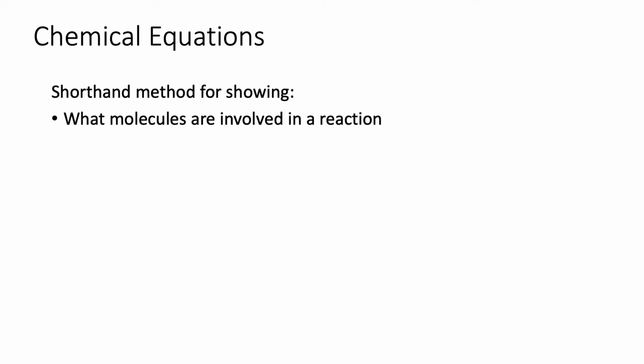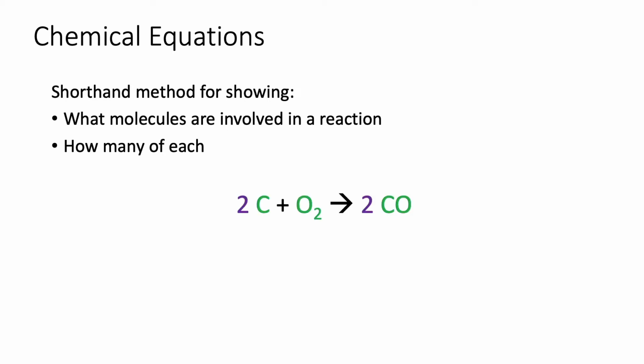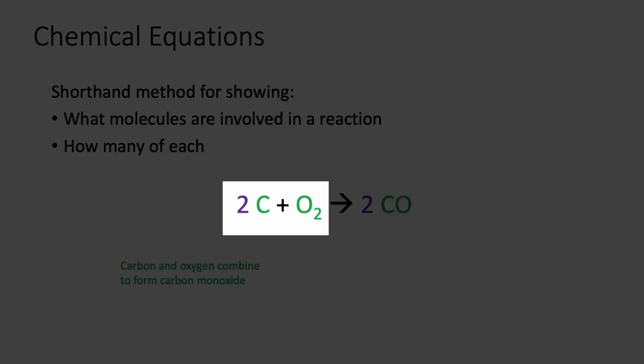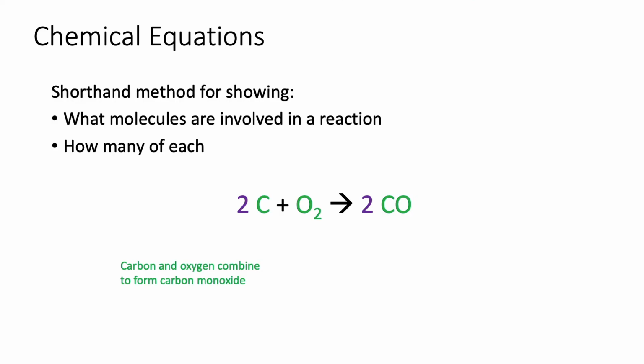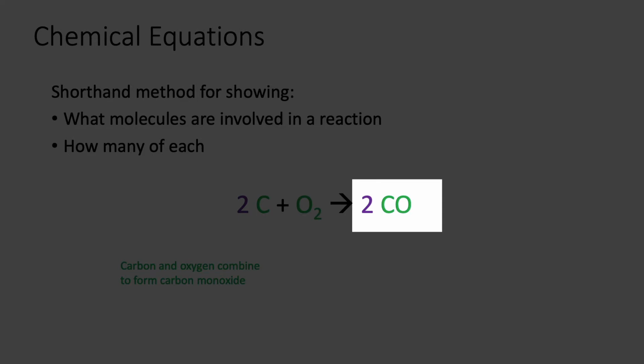First of all, let's take a look at what we see in a chemical equation. Basically, it's a shorthand method for showing what molecules are involved in a reaction and how many of each molecule you have. So here's an example of a chemical equation. Here, if you look at the green stuff, it's telling us that we have carbon and oxygen combining to form carbon monoxide. And specifically, everything on the left half of the equation is what we call reactants, the things that are combining in this chemical reaction, and everything on the right side is products, the things that are produced by this chemical reaction.